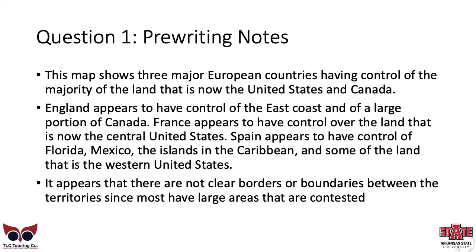This map shows 3 major European countries having control of the majority of the land that is now the United States and Canada. England appears to have control of the east coast and a large portion of Canada. France appears to have control of the land that is now the central United States. Spain appears to have control of Florida, Mexico, and the islands in the Caribbean, and also some of the land that is in the western United States. It appears that there are not clear borders or boundaries between the territories, since most have large areas that are contested.